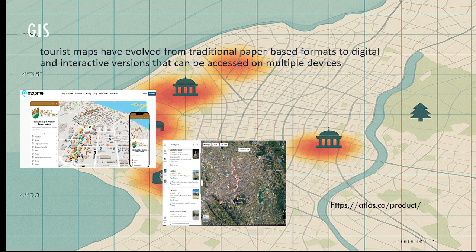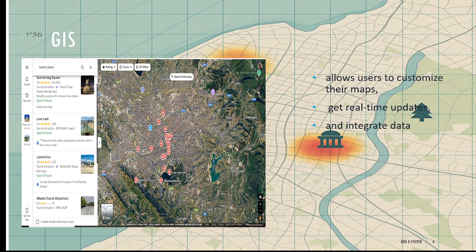The development of geographic information system helped the tourist map evolve from traditional paper-based formats to digital and interactive versions that can be accessed on multiple devices such as mobile, laptop, iPad, etc. Geographic information system allows users to customize their maps, get real-time updates and integrate data, such as the opening hours, ticket price, or event schedules from the destination they are visiting.